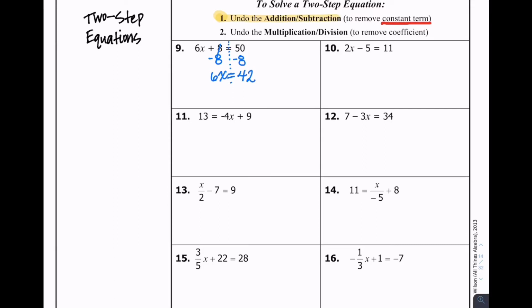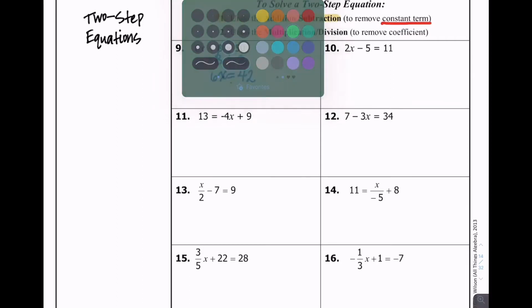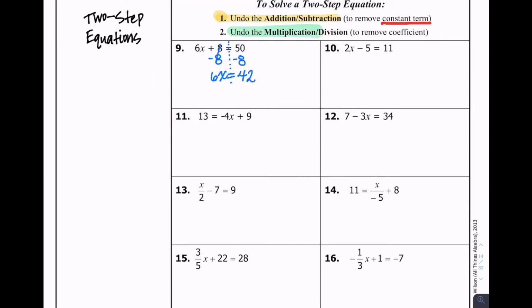Everyone with me so far? Now, once I've done that step, I'm at my next step of undoing multiplication or division. That's it. My next step, I'm either going to multiply or divide, always. So what I'm looking at is what's happening with this variable. Well, I don't see a sign. I have a number touching a variable. That means right now I am multiplying. So to undo multiplication, I divide.